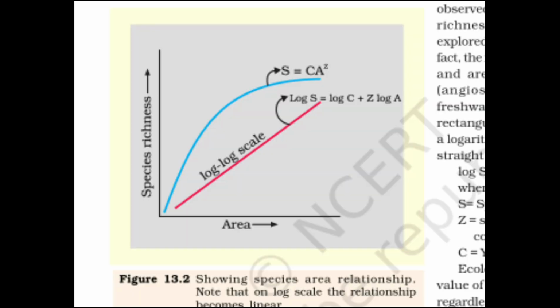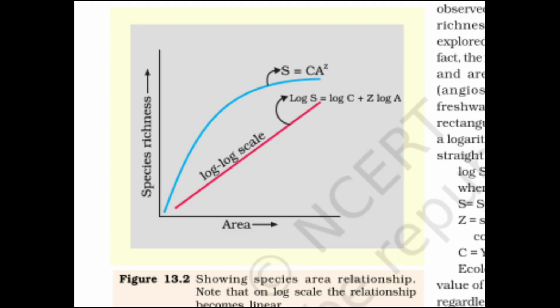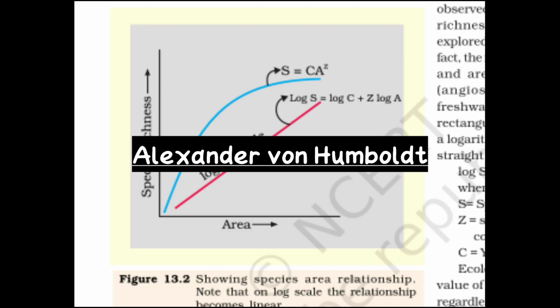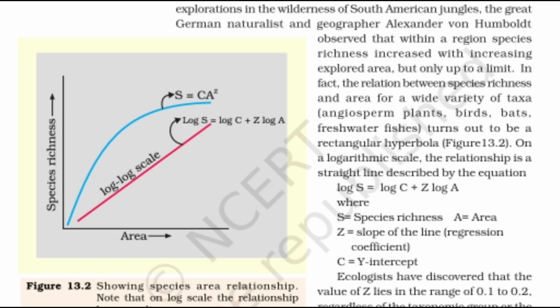The next topic is the species-area relationship. As the area increases, the number of species increases, but only up to a limit. This was observed by Alexander von Humboldt. There is a very important mathematical expression: species richness S = C A^Z. Here S is the species richness, A is the area, C is a constant, and Z is the slope, that is, the regression coefficient. In logarithmic form, log S = log C + Z log A. So Z is the slope and A is the area.